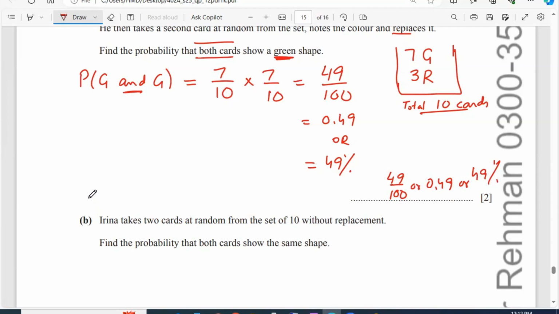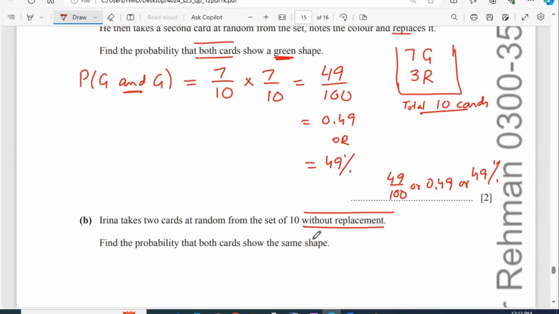Now, Elena takes two cards at random from the set of 10 without replacement. Part B is a case for without replacement. When it is without replacement, the denominator must be reduced, the denominator will be less. Now, find the probability that both cards show the same shape.